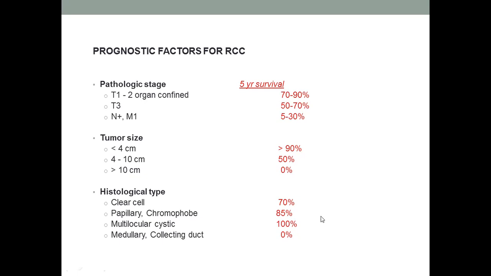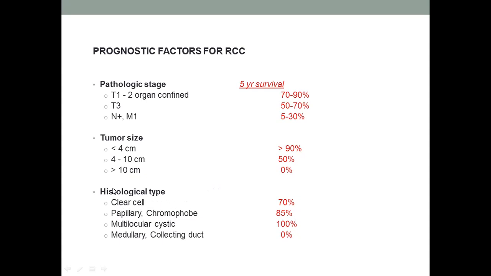The 5-year survival depends on different factors, in which the pathological staging, tumor size, and histological types are very important. As I said earlier, T1 and T2 have around 70 to 90% 5-year survival rate, while this decreases if it is T3, to 50 to 70%, and further goes down if it is M1. Tumor size, if less than 4 centimeters, has a 90% 5-year survival rate. Between 4 to 10 is 50%. If it is more than 10 centimeters, there is 0% 5-year survival rate. So this is very important.